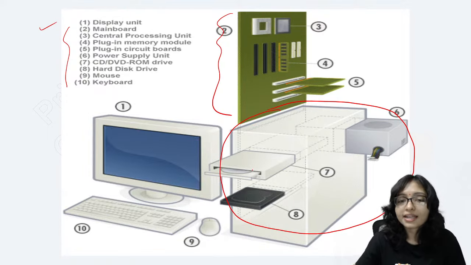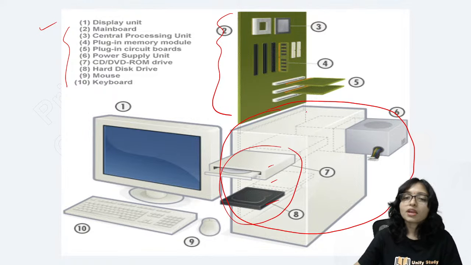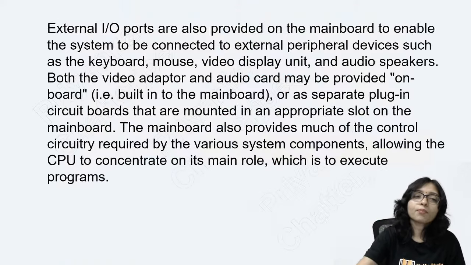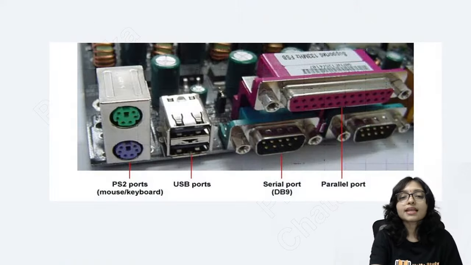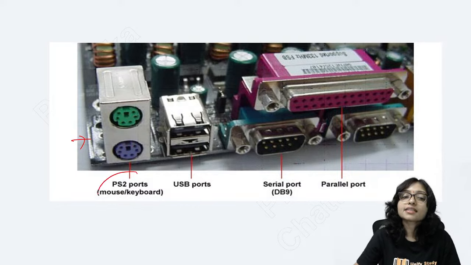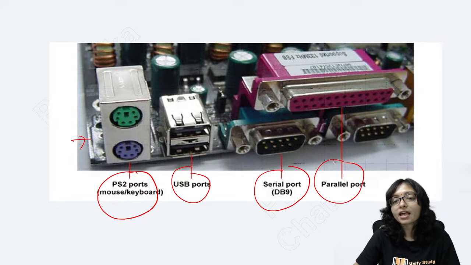Other than that, hard disks, floppy disks, and the CD drive, you can visualize these, right? There will be one power unit also. Other than that, here are the buses. What do you have to visualize? From here you can connect. This is the connection of the mouse. This is the connection of the USB port. Here is the serial port, here the parallel port, through which you are able to connect.